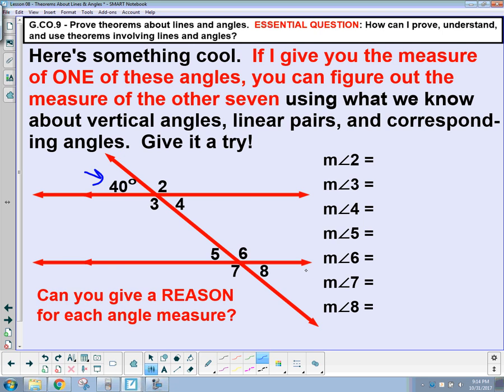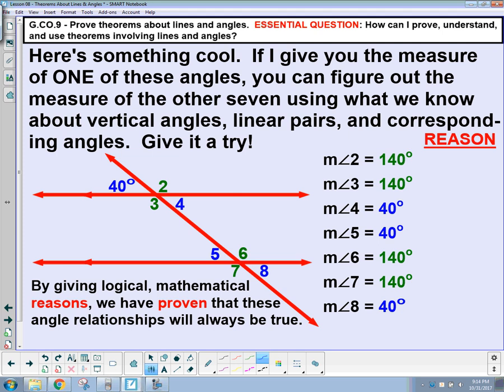Alright, we're back. These are what you should have gotten. Measure of angle 2 should have been 140 because it's a linear pair. Angle 4 should have been 40 because of vertical angles. And being that you just told me that angle 2 was 140, again, vertical angles for the 3 and you got 140. Being that all of these correspond to this intersection down here, that means 5 should be 40, 6 should be 140, 7 should be 140, and 8 should be 40.